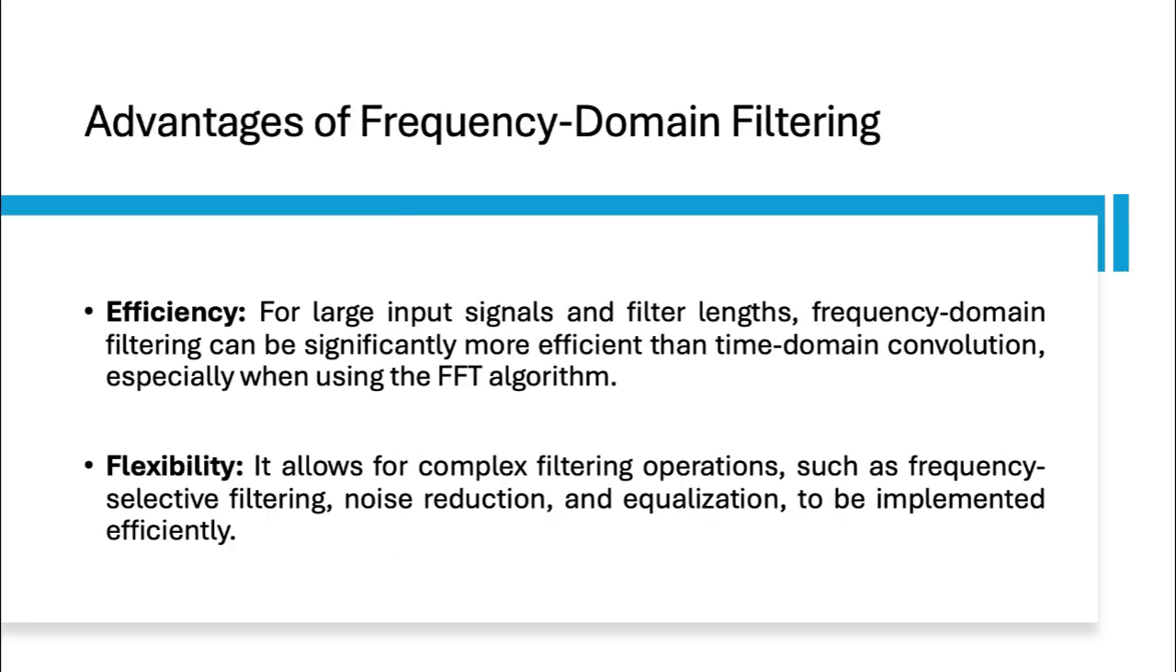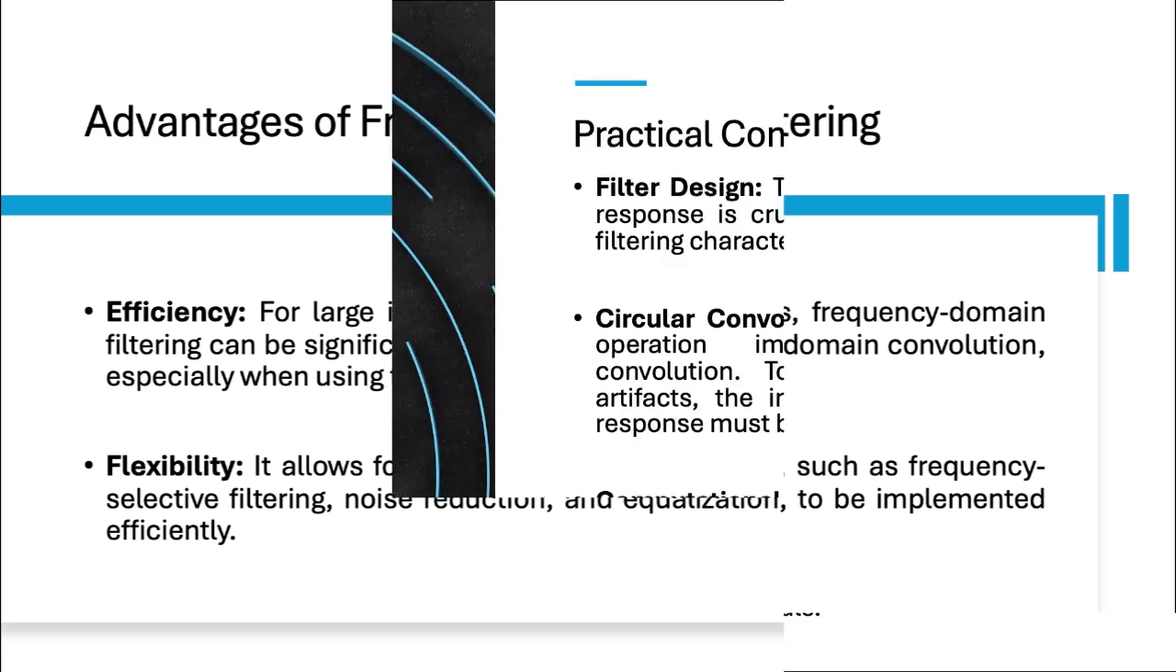Frequency domain filtering offers significant advantages in terms of efficiency and flexibility, particularly for large input signals and filter lengths. When utilizing the Fast Fourier Transform algorithm, frequency domain filtering can be substantially more efficient than traditional time domain convolution. Additionally, this approach enables the implementation of complex filtering operations, such as frequency selective filtering, noise reduction, and equalization, efficiently, thereby enhancing the overall versatility and effectiveness of signal processing techniques.